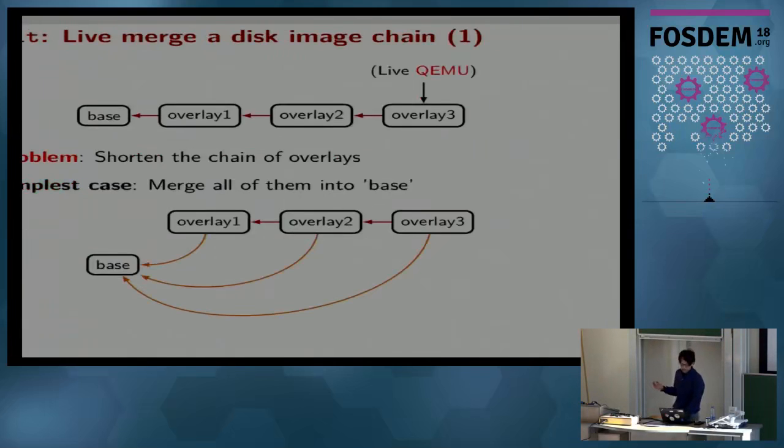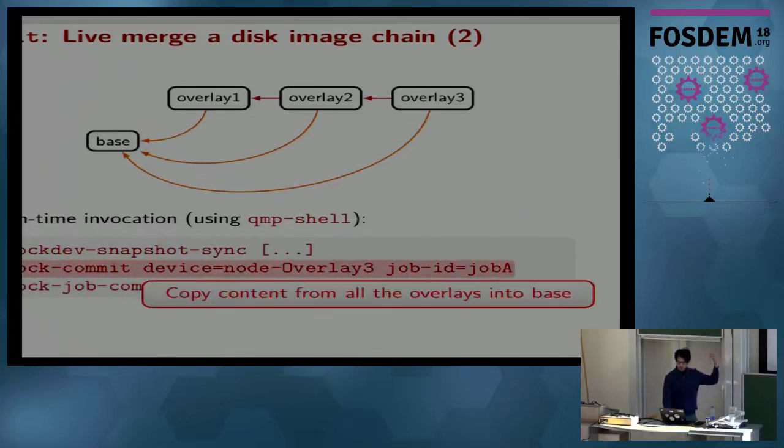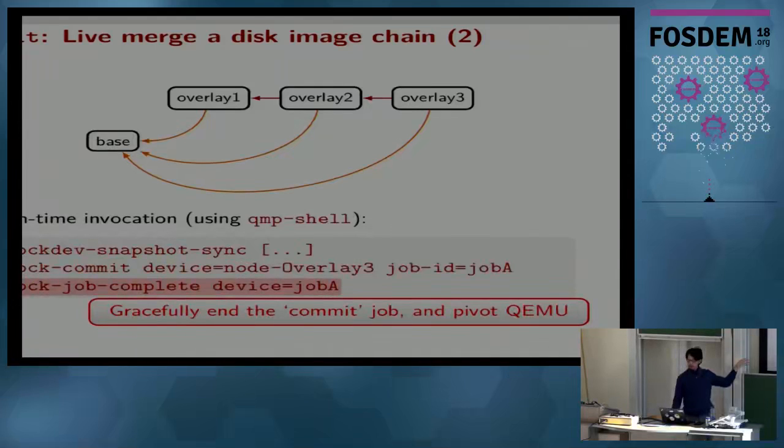But there's a solution for that. First is the live disk image chain merge, where you have a long chain, and the problem is to merge that long chain into a short one. The simplest solution is to merge all of them into the base image. So that's fairly simple, right? And how do you do that? You first run the snapshot command to create the 3 overlays, and then you run the commit command to commit all the content from the 3 overlays back into the base. And then you finally complete the commit job and pivot QEMU to the base.